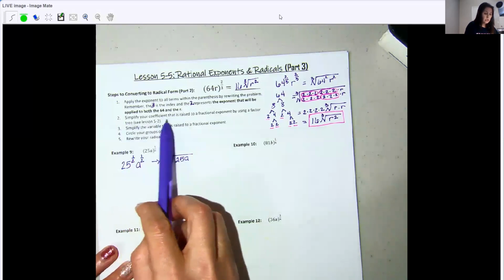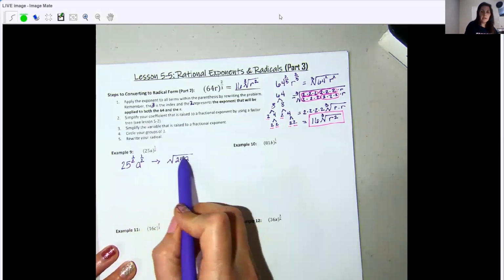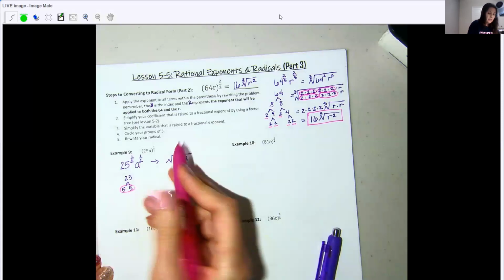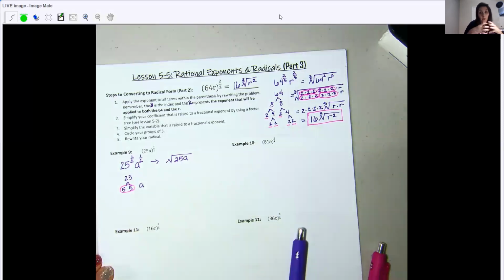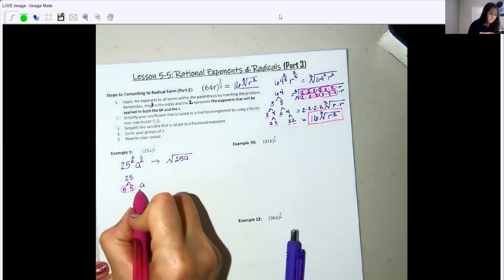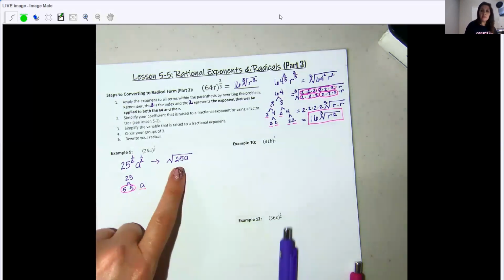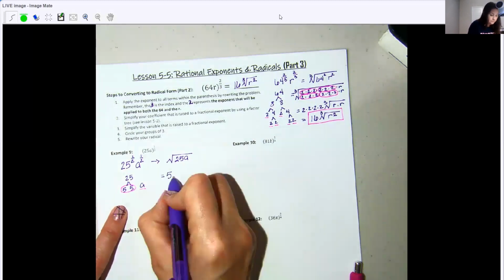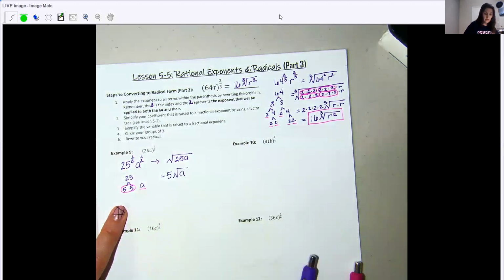Okay. So now I'm going to go to step 2, simplify my coefficient. And so this coefficient right here, I can square it. I can use a factor tree. And we have one group of 5. And then the a is by itself. The a does not have a partner to pair up with so that it can move to the outside. Okay. So what this means is that the square root of 25 is 5. We can pull that out of the square root symbol, and the a has to stay inside. And there you have it.